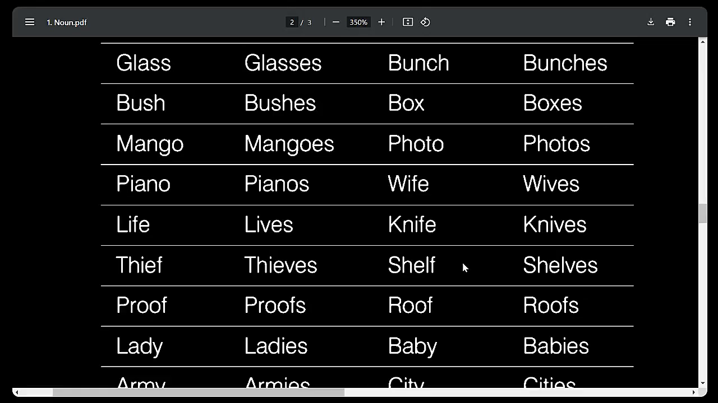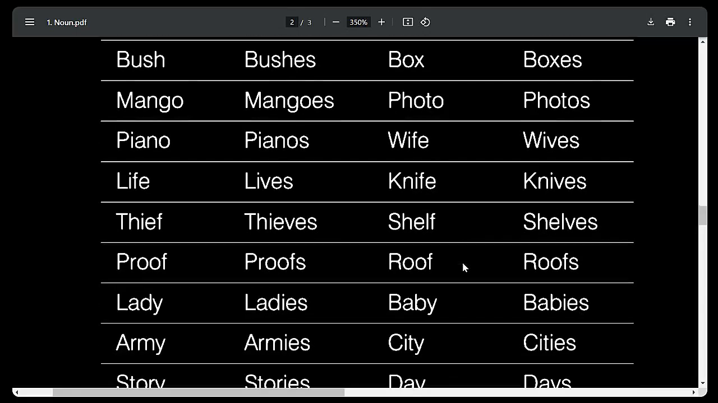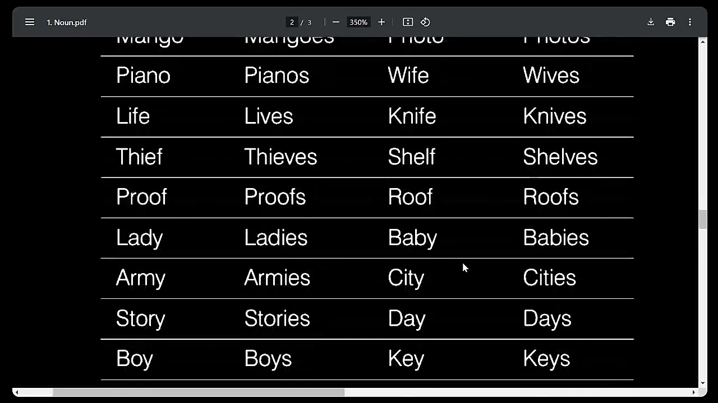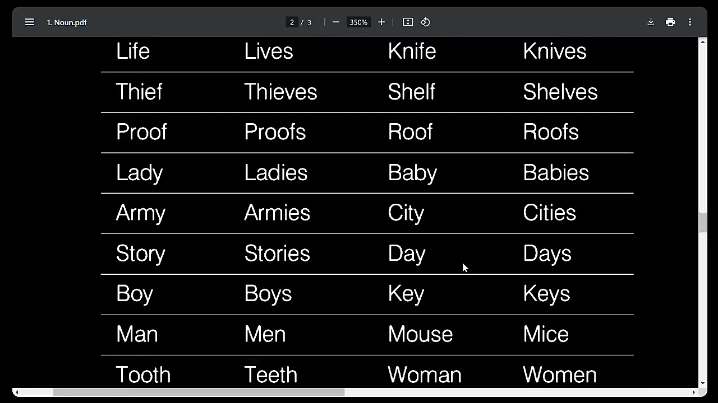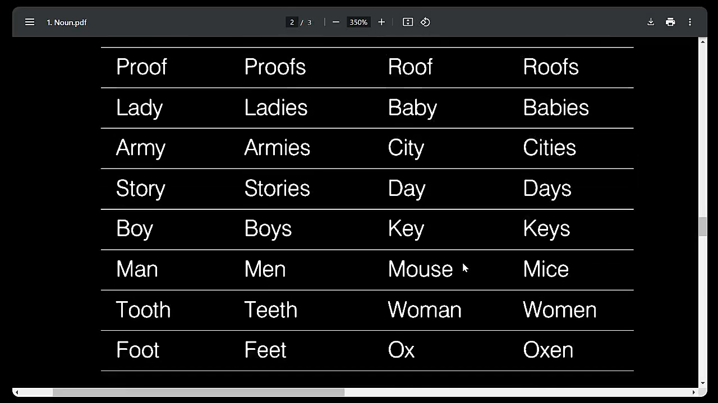Baby, if it is ending with Y, most of the times it will have IES. Baby becomes babies. Army, armies. City, cities. Story, stories. Day, days. Boy, boys. Key, keys. Man, men. Mouse, mice. Tooth, teeth. Woman, women.